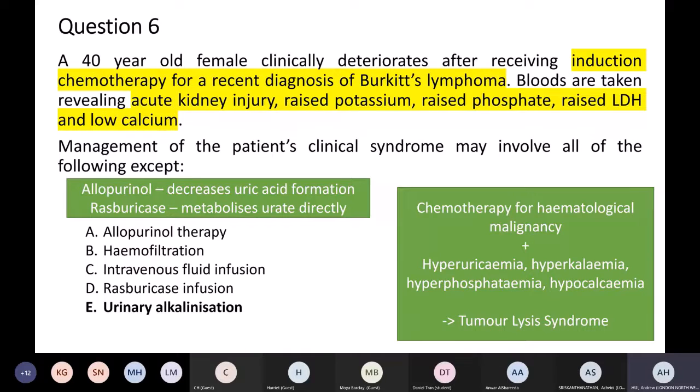For someone's raised uric acid, which is one of the problems in tumor lysis syndrome, we can use rasburicase, which is essentially recombinant urate oxidase, that can metabolize your uric acid into allantoin so it can be excreted in the kidneys. Allopurinol therapy can actually be used in tumor lysis syndrome.